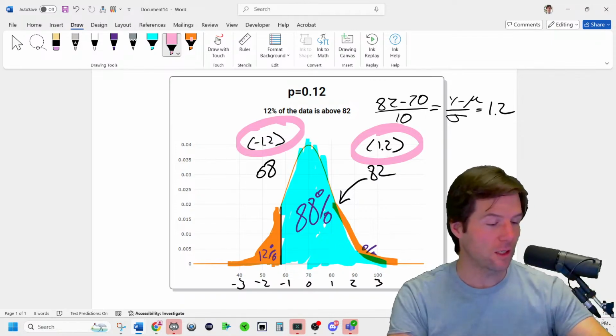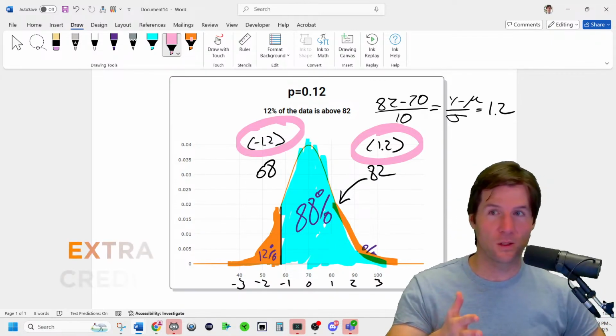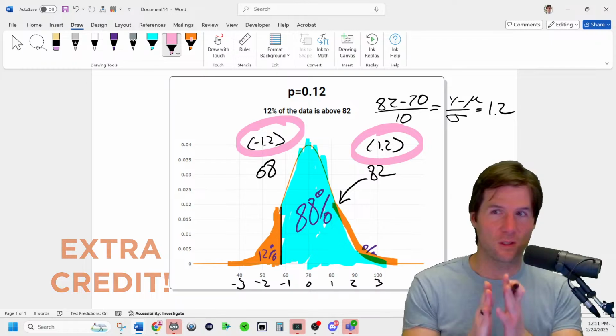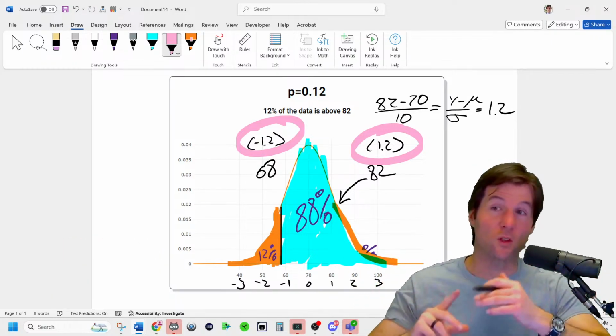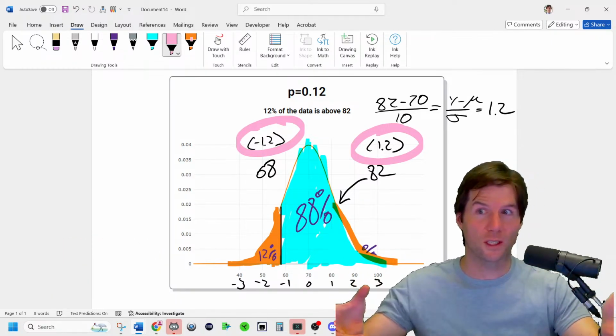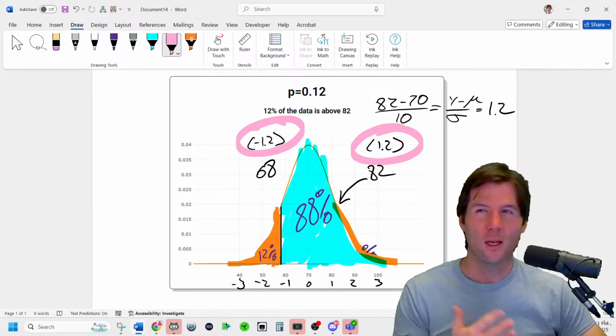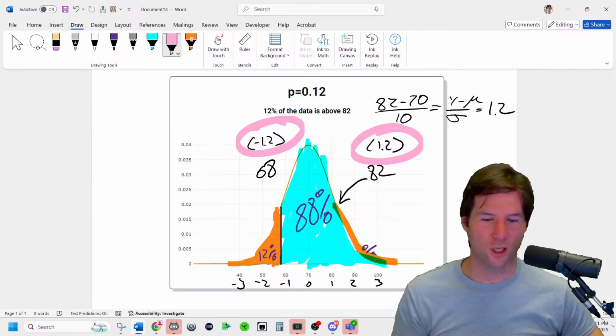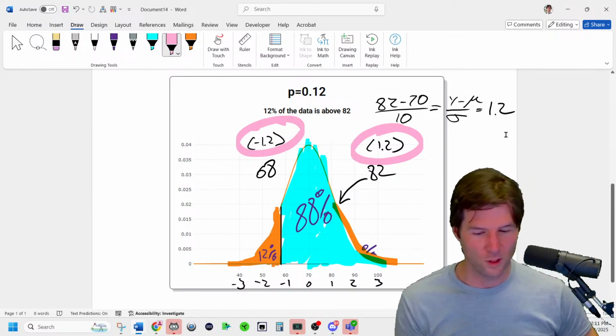Yeah, good question, Jackson. I'll show you some more points. Keep up the questions. This is not empirical rule. This is further out than 1. We're at a z-score of 1.2, which would have more than 68, but less than 95. So you can kind of use some of your empirical rule knowledge to also check these answers. So good work. Great job.